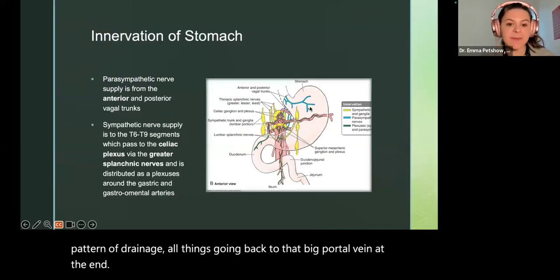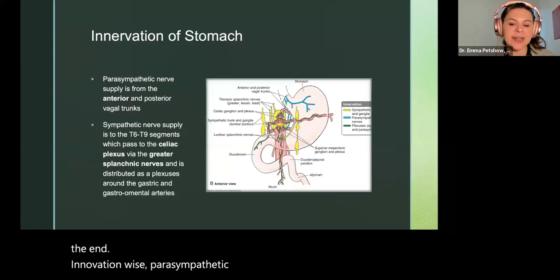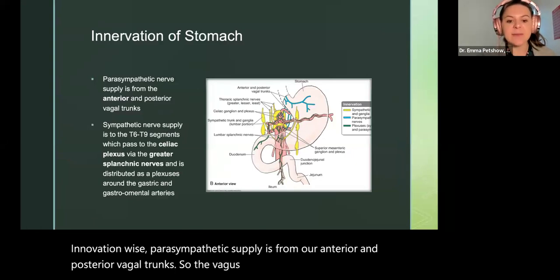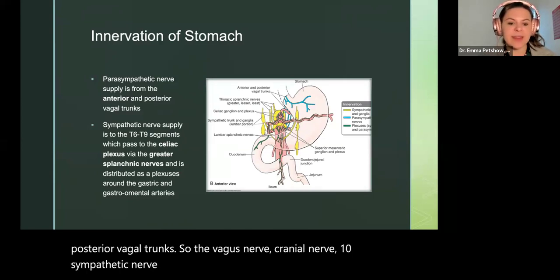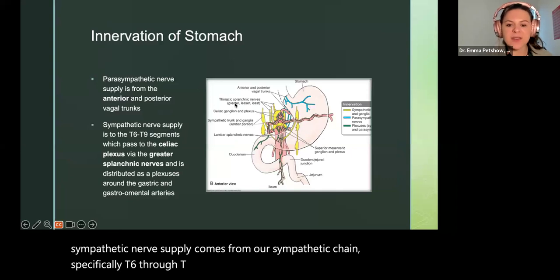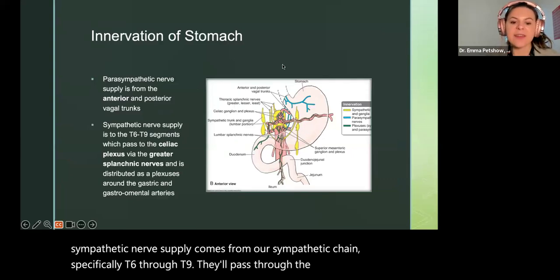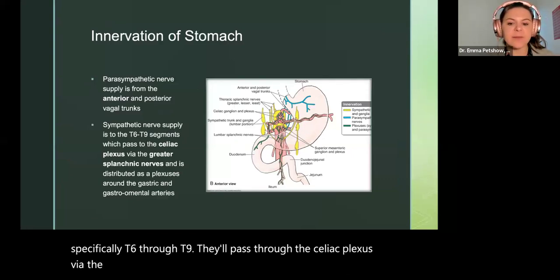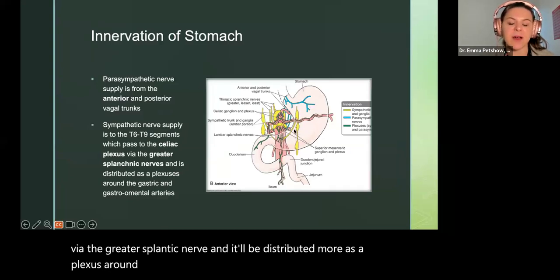Innervation-wise, parasympathetic supply is from our anterior and posterior vagal trunks, so the vagus nerve, cranial nerve 10. Sympathetic nerve supply comes from our sympathetic chain, specifically T6 through T9. They'll pass through the celiac plexus via the greater splanchnic nerve, and it'll be distributed more as a plexus around the gastric and gastroomental arteries.